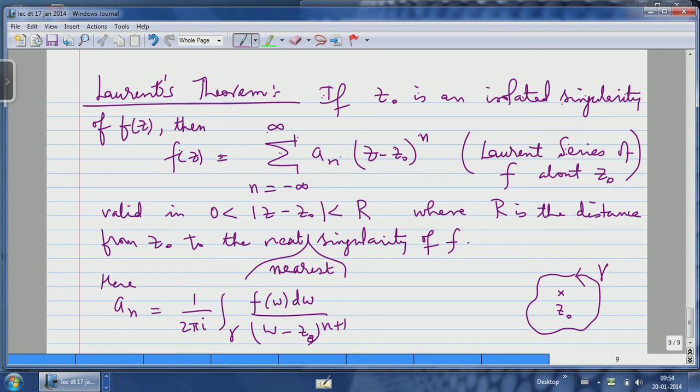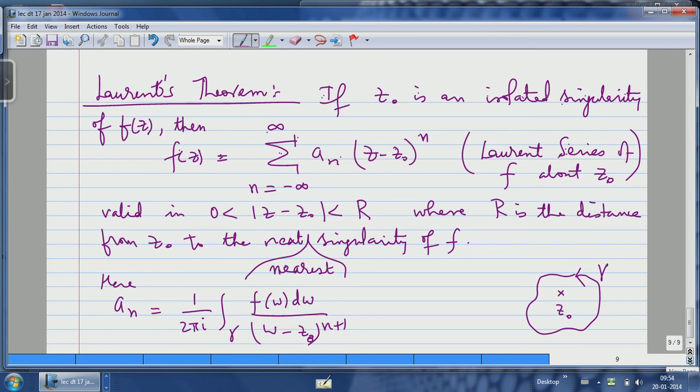That's if you are going around one singularity. The residue theorem in general says that if you have several singularities, then you have to take the sum of all those residues. So it will be 2 pi i times the sum of all the residues. This is the residue theorem, which helps us to compute a lot of integrals, even real integrals, which you would have seen in a first course in complex analysis. So this is Laurent's theorem.